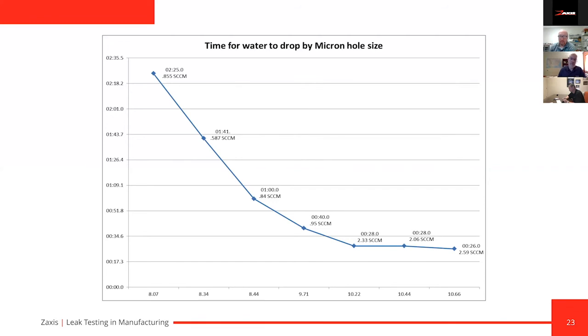So all of this data was recorded and kept as part of the validation so that it could be referred to later on. But now that they know 2 cc's of air is the equivalent of a falling drop of water in 30 seconds, they know they can use that calibrated standard to challenge any new product that comes along. Doesn't matter what the volume is, that leak is the leak.